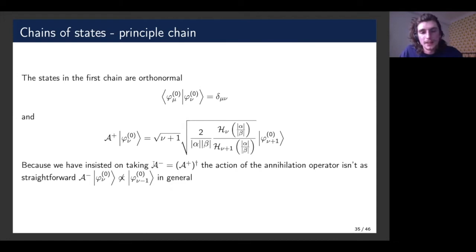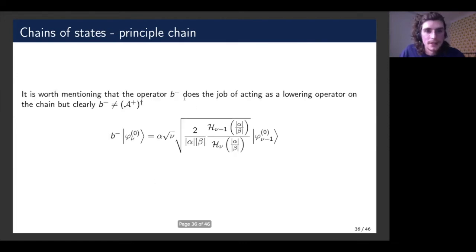And of course, we insisted that A minus is the Hermitian conjugate of A plus. And so we saw that in general, A minus on phi nu is not proportional to phi nu minus one. But in this case, it turns out that simply using B minus does take us appropriately down the chain of states, with an extra coefficient of alpha up here. But clearly B minus is not the Hermitian conjugate of big A plus. But in principle, we can connect all these states in this chain with big A plus and B minus.